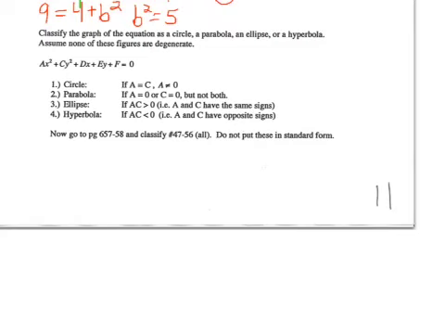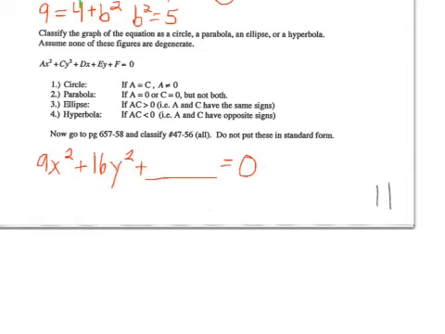Classifying conics we'll go over more in class, so don't worry too much about that right now. But basically, if we see a conic that has an x squared plus a y squared term, for example, 9x squared plus 16y squared plus some other things, we know that that will end up being an ellipse because we have a plus sign in between our x squared and our y squared term.